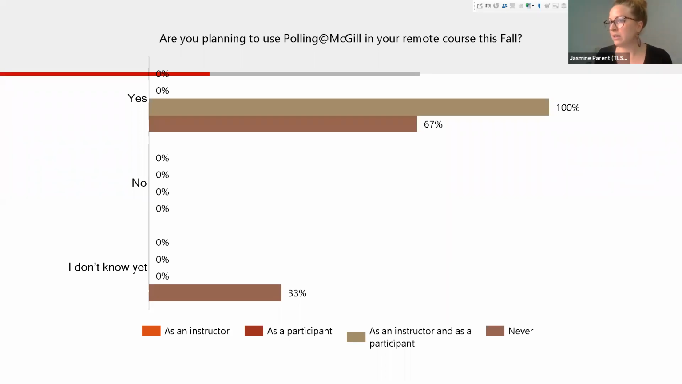So here we can see that the demographic is your experience level. And then when I compare it to your plans to use polling, it always takes me a second to orient myself with these types of comparisons. So for those of you who have used it as an instructor and as a participant, you are 100% planning on using it in your course. And those of you who have never used it, it's kind of split between whether you're planning on using it or you don't know yet.